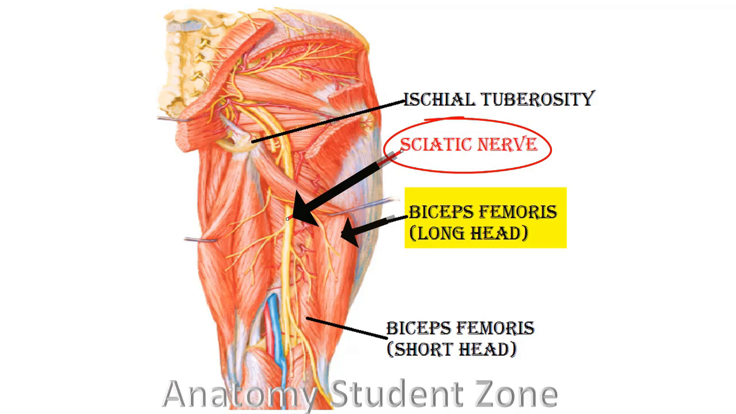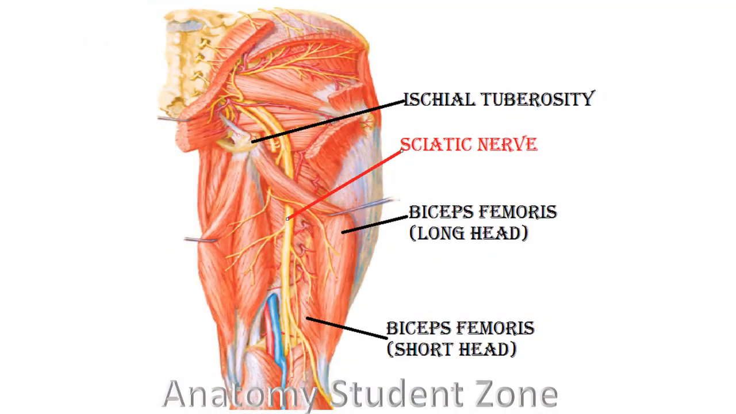The sciatic nerve descends from the gluteal region into the posterior aspect of the thigh. In the thigh, it is posterior to the long head of biceps femoris. So if you want to see this nerve, first you have to retract the long head of biceps femoris, and then you are able to see it.